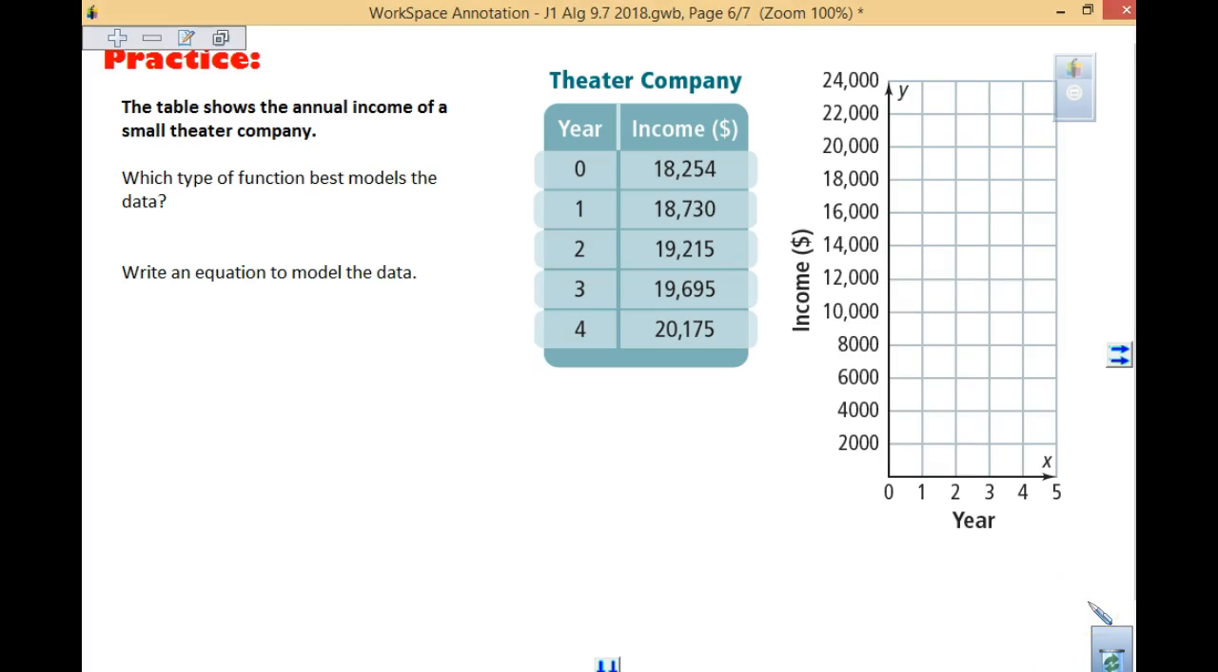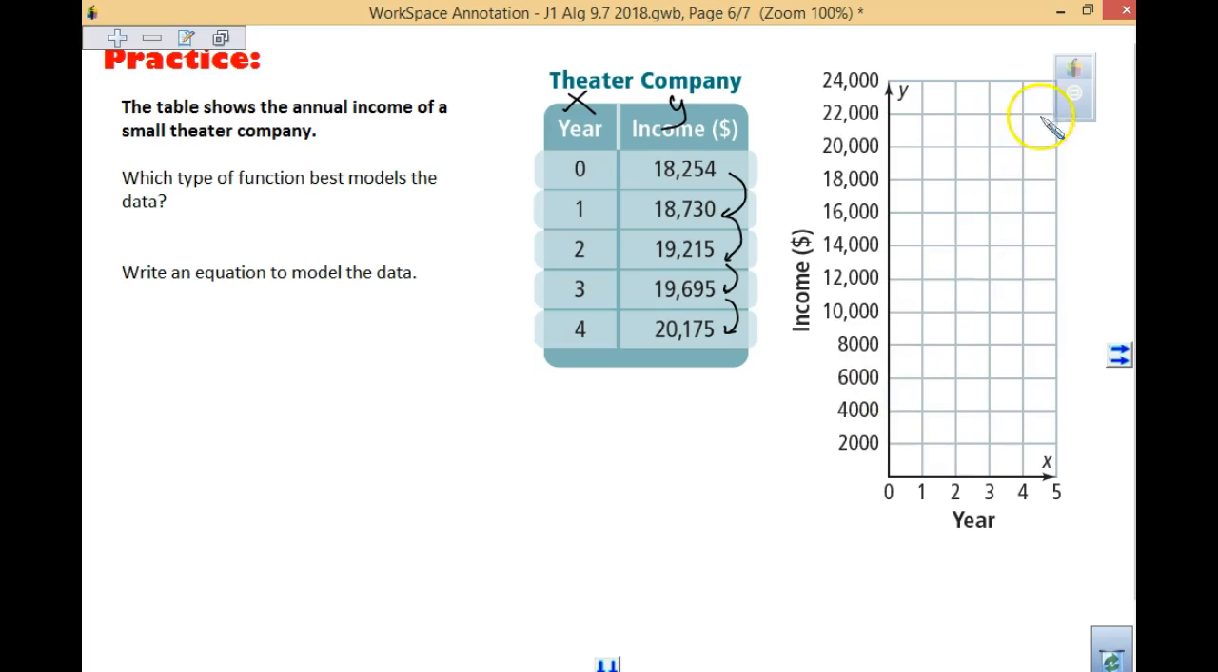So I would like you right now to plot these points, right? X is here, Y is income. This table shows a small theater company. Which type of function does it best model? Write an equation for your data. Okay? I also want you to see what your common difference is. So you might want to take out your calculator and calculate what this common difference is.